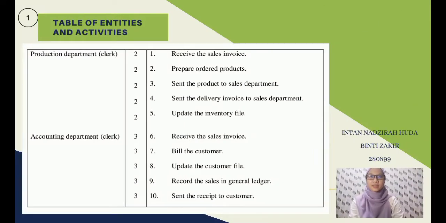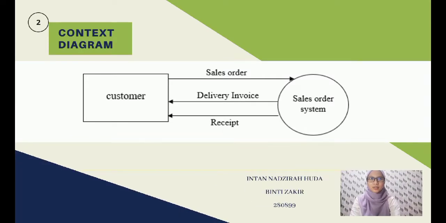Next, the production department. It has 5 activities: receive the sales invoice, prepare order products, send the product to the sales department, send the delivery invoice to the sales department, and update the inventory file. And the last one is the accounting department, which has 5 activities. First, receive the sales invoice, bill the customer, update the customer file, record the sales in the general ledger, send the receipt to the customer.